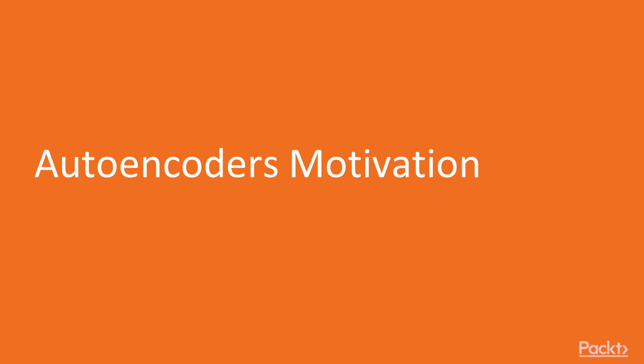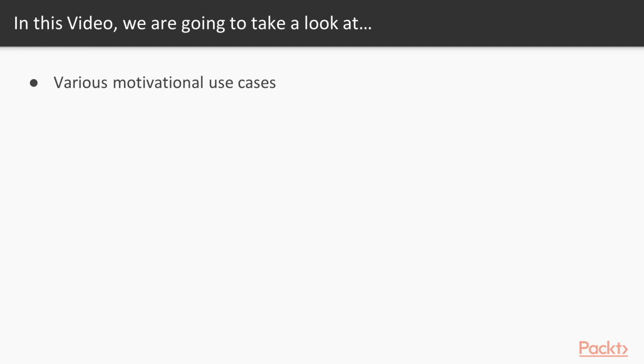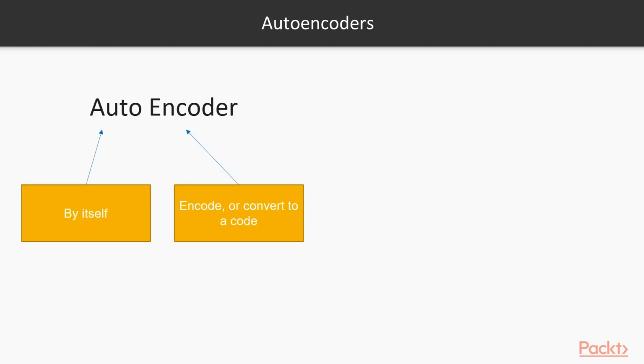Autoencoders motivation. In this video, we are going to take a look at a few use cases, a few problems that can be solved with autoencoders just to motivate us. We'll begin by understanding this term a bit, autoencoder. So auto means by itself and encoder is the act of encoding. So autoencoder by itself encodes data into a certain representation. We'll get into the details later, but this is the essence of it.